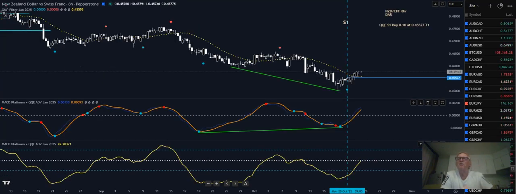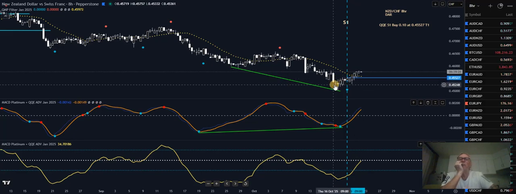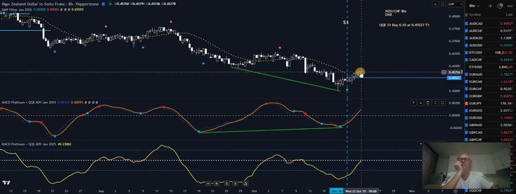New Zealand Swiss in a buy trade, QQE buy trade below the 40. Also got regular bullish divergence, took the buy, ignoring that the MACD platinum's gone through the zero level. Remember, I'm looking for the 50 level because it's a QQE trade. So it's getting very close. It may roll over before it gets up there, who knows? But at this stage, at least it's heading in the right direction.